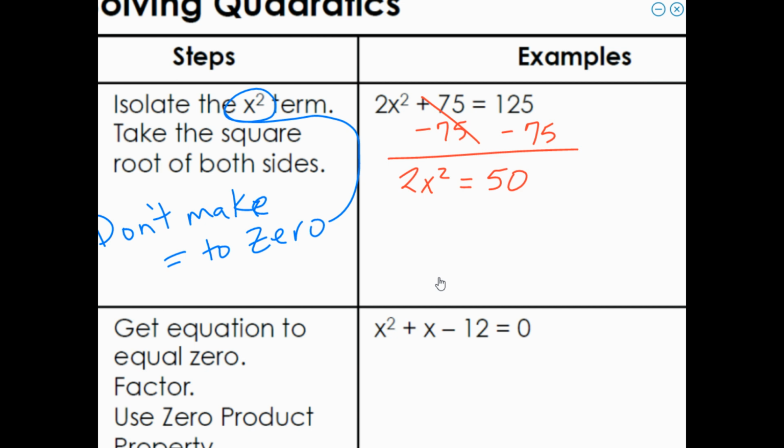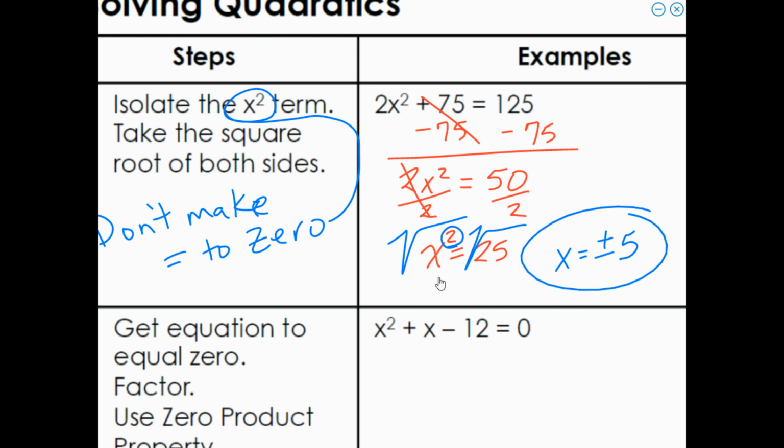And then to finish getting x squared by itself, I need to divide both sides by 2. All right, so x squared equals what? 25. X squared equals 25. How do I undo squaring something? You root it. Take the root. Square root it. So x equals plus or minus 5 because the square root of 25 is 5. And when you take the square root, you have to make it plus or minus.